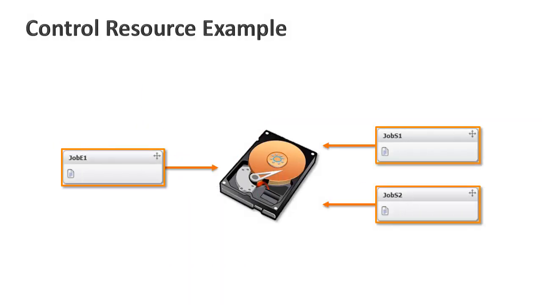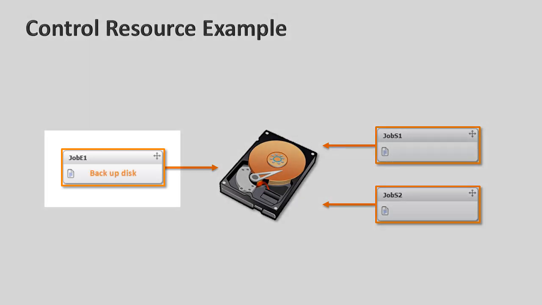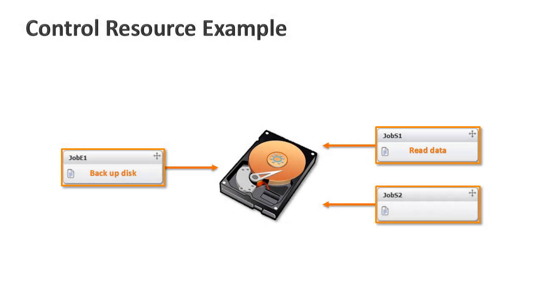Here's a simple example where you have three jobs that all have a hard disk as a control resource. Job E1 backups the disk, Job S1 reads data from the disk, and Job S2 also reads data from the disk. Job E1 has exclusive control over the disk, and the other two jobs have shared control over the disk. When Job E1 is running, Jobs S1 and S2 won't run.